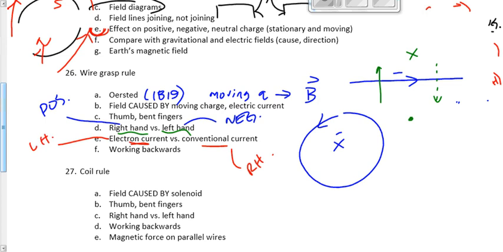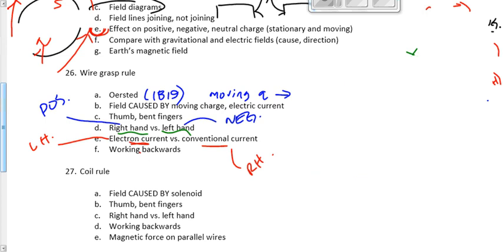And what do we mean by working backwards? Well, maybe you see a question like this. It says, here's the direction of the magnetic field. What's the direction of the moving particle? This time it would be, instead of thumb, fingers, see which way my fingers point, it would be fingers, see which way my thumb points. So bent fingers, clockwise, thumb out of the page here.